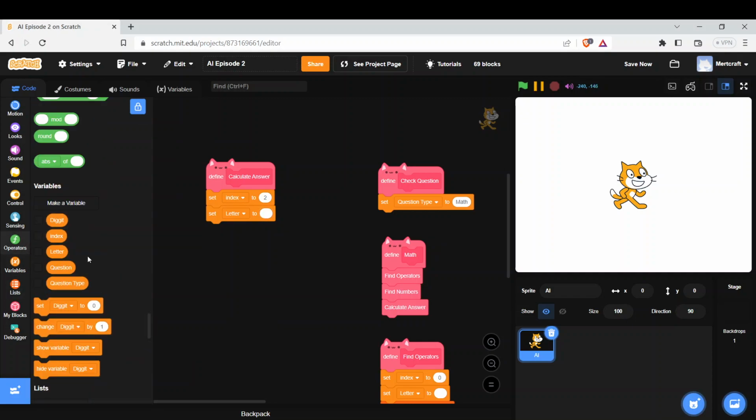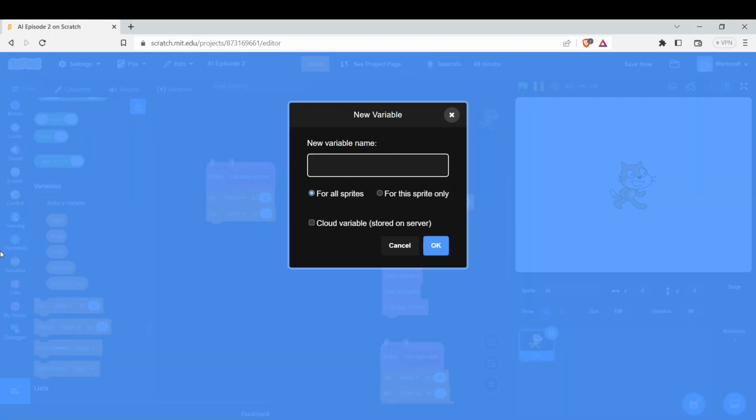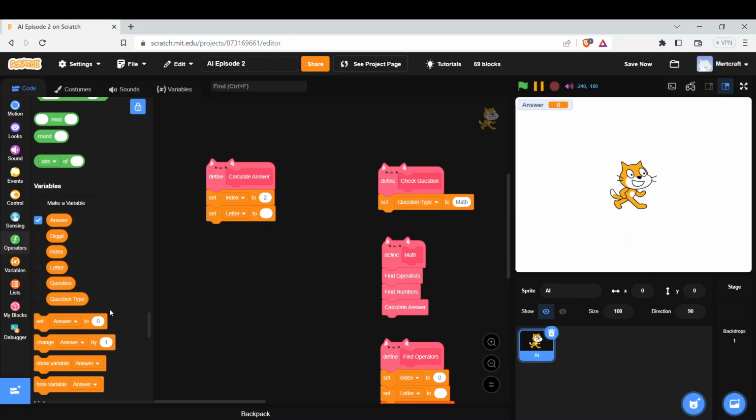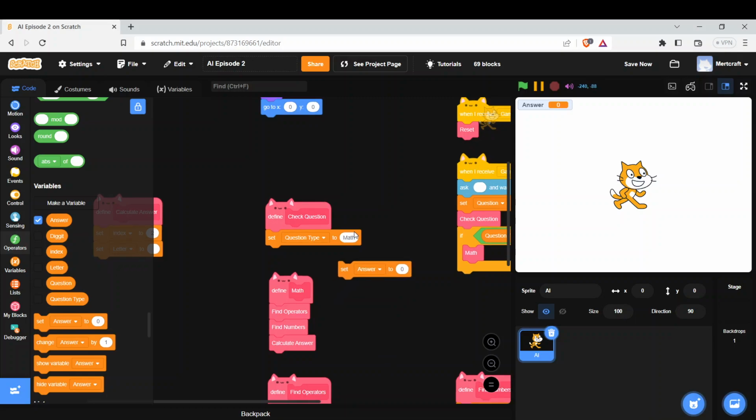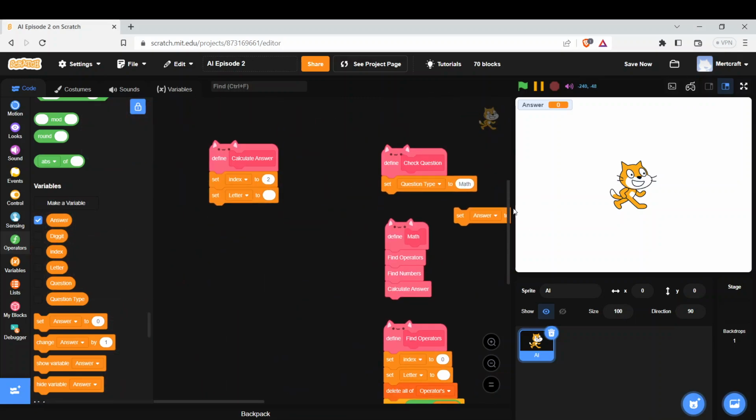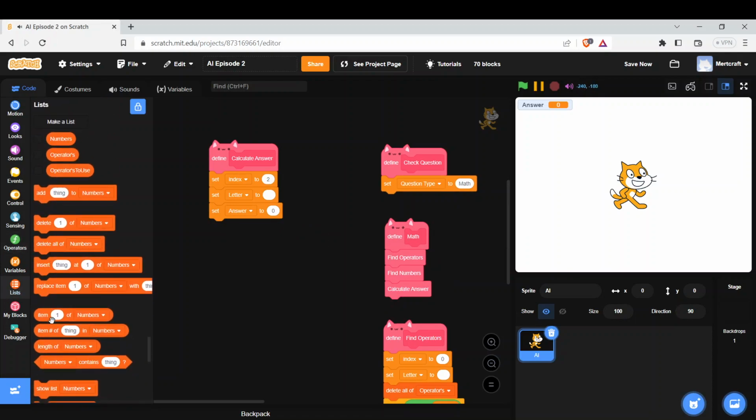And then you want to make a new variable. Call this, what should we call it? Call this one answer. Let's just call it answer, for all sprites. So set answer to item 1 of numbers.